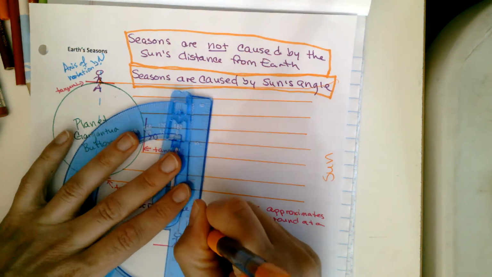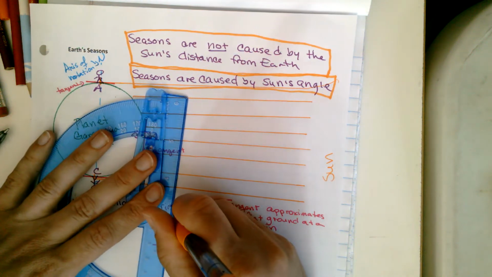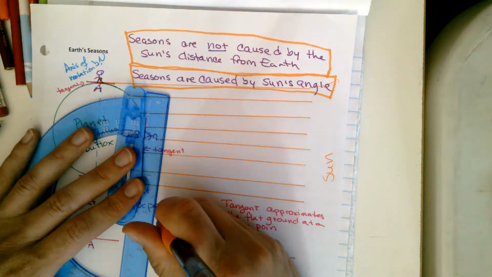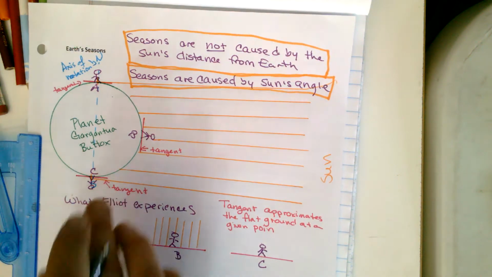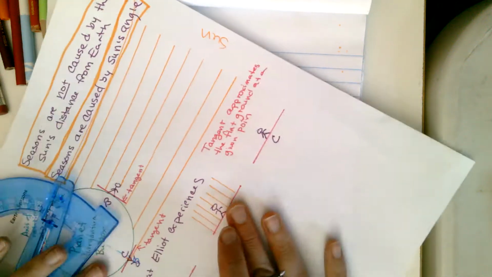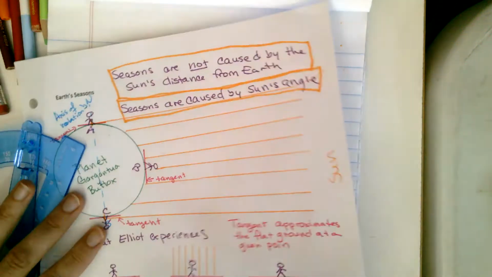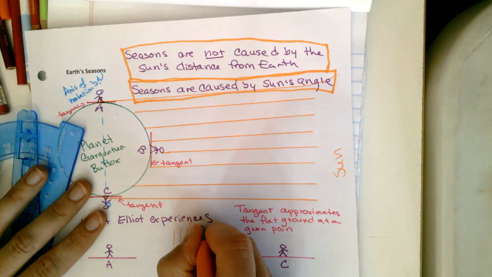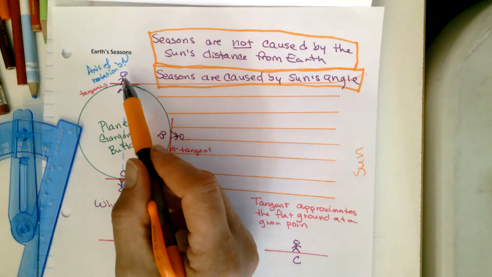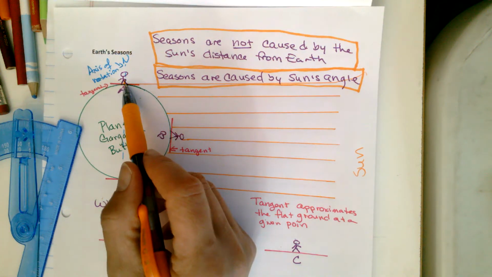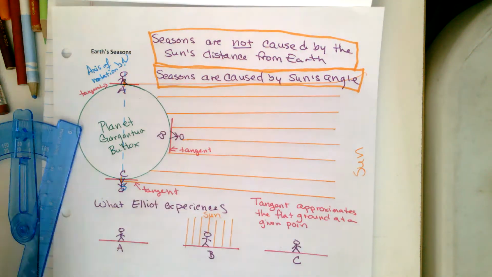So this is the sun's rays. And if Elliot wants to look at the sun at B, Elliot looks straight up to see the sun. Now, is that true for Elliot A and Elliot C? No, it's not, right? So all of these Elliots are at noon, okay?